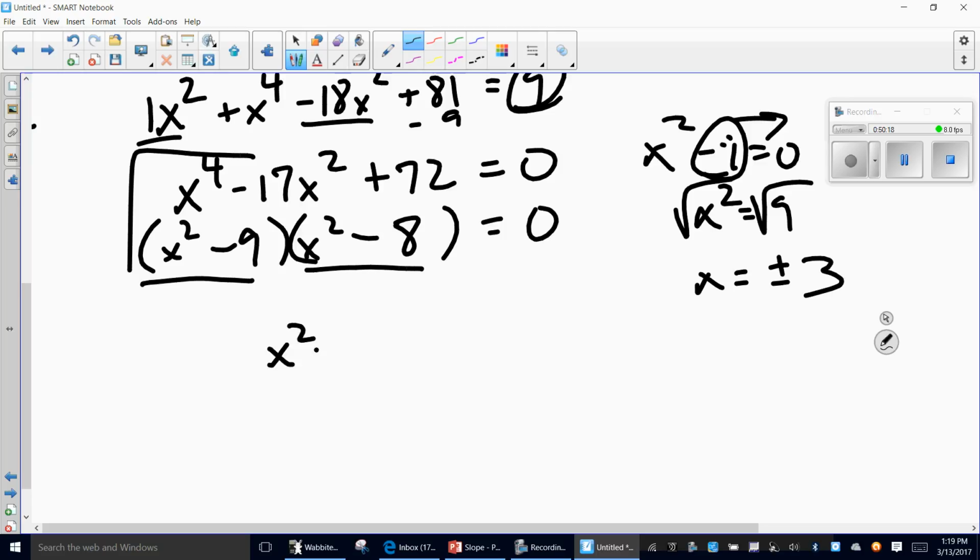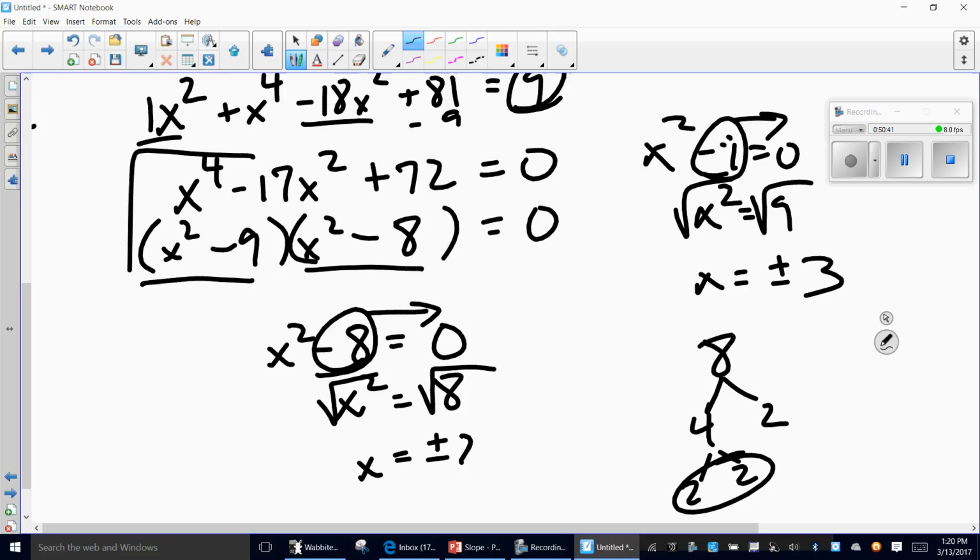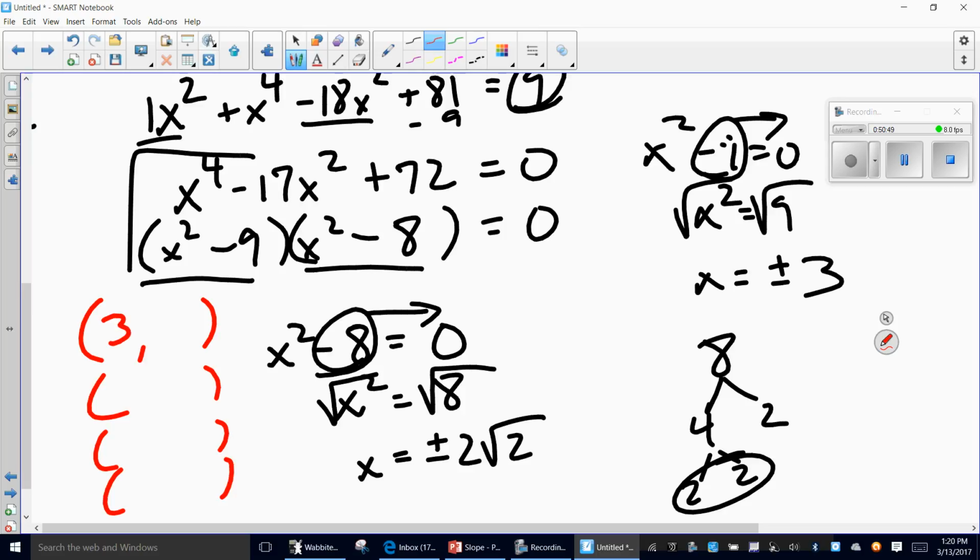Okay, then x squared minus 8 equals 0. This one's a little tricky because you get x squared equals 8, but what's the square root of 8? Yeah, you're going to have to break it down. I can circle a group of 2's. So plus or minus 2 times the square root of 2. So here's your 4 points. 1, 2, 3, 4. We got plus or minus 3, so I got a positive 3 and a negative 3 for my x's. And then I got a positive 2 times the square root of 2, and a negative 2 times the square root of 2.